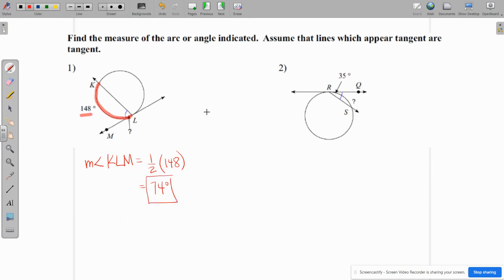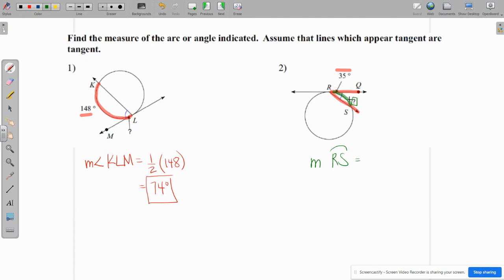On number 2, you're given the measure of angle QRS here. So that's going to be 35 degrees. And we're looking for this right here. We're looking for the arc. So we want to find what the measure is of this arc. So the measure of arc RS is what we're being asked to find.